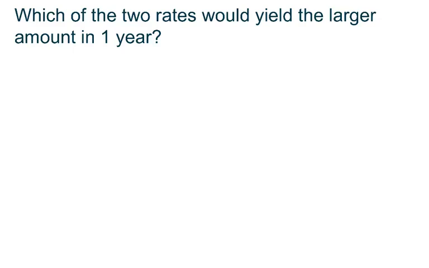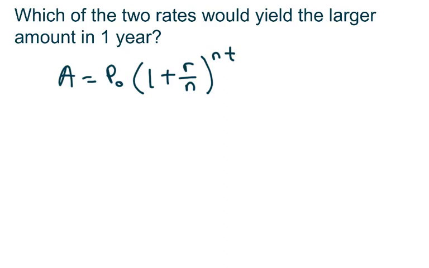Hi everyone. We're going to decide which of two rates would yield a larger amount in 1 year. We're going to use our formula A equals our principal times 1 plus our rate of interest over the N, which is the number of times per year, times the time. And in our case, this is 1 year.